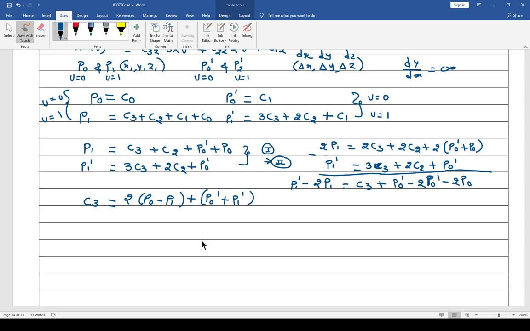Fine. So now you could use either equation, 1 or 2, and from that you could also find out the value of C2. Okay, so you have to do the task to find the value of C2. Just let me know what is the value of C2. You can use either of these equations, equation 1 or equation 2. C3 is known to you, just put down the value of C3 and get the value of C2.